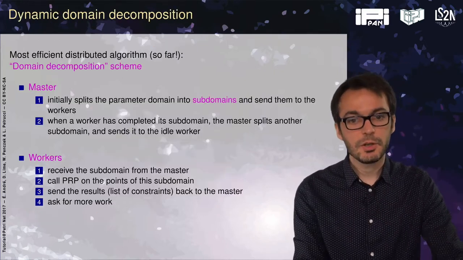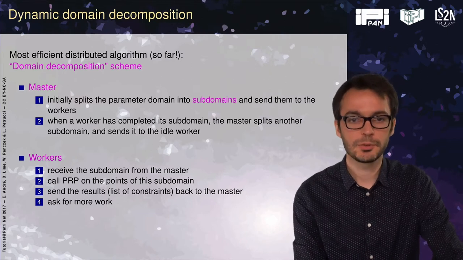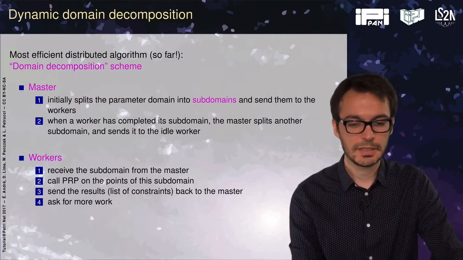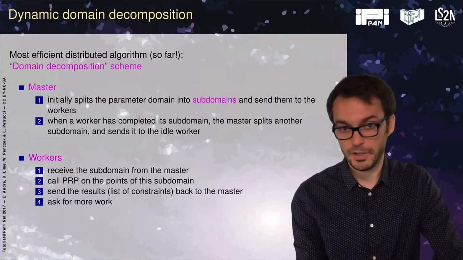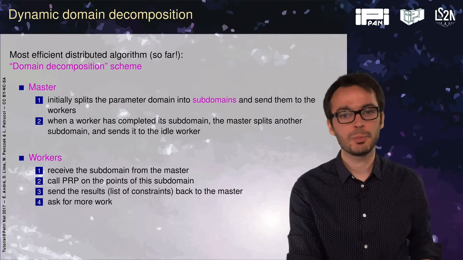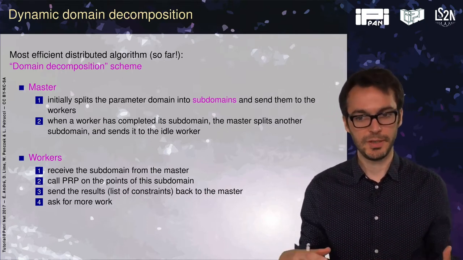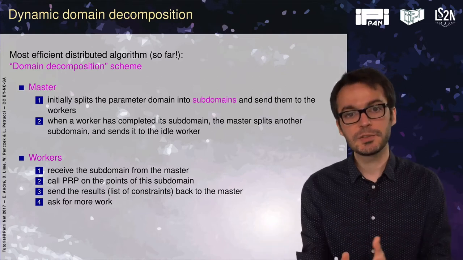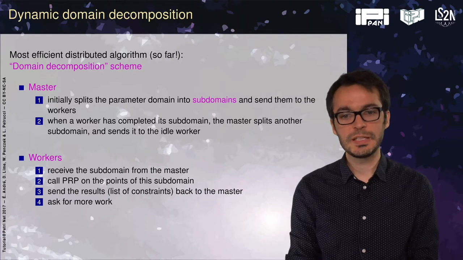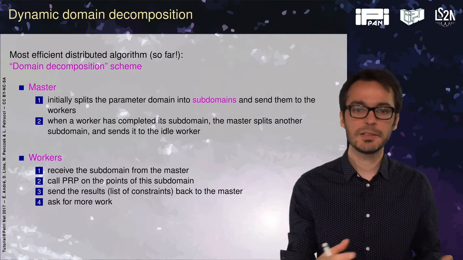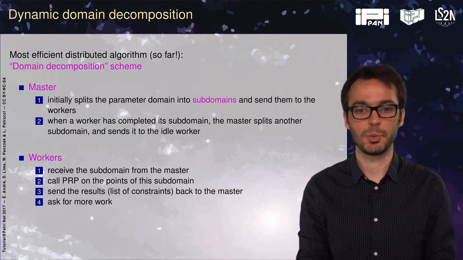We experienced a lot of different ways for the master to smartly send the integer points to the workers, and the most efficient distributed so far is what we call a domain decomposition scheme. So the master initially splits the parameter domain into subdomains, sends them to the workers, a bit in the spirit as the naive approach we talked in the beginning, and then when a worker has completed all of its subdomain, then the master will give it more work by splitting an existing domain and send it to the idle worker.